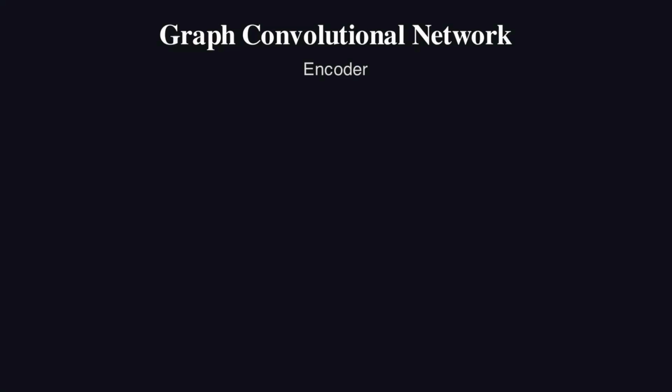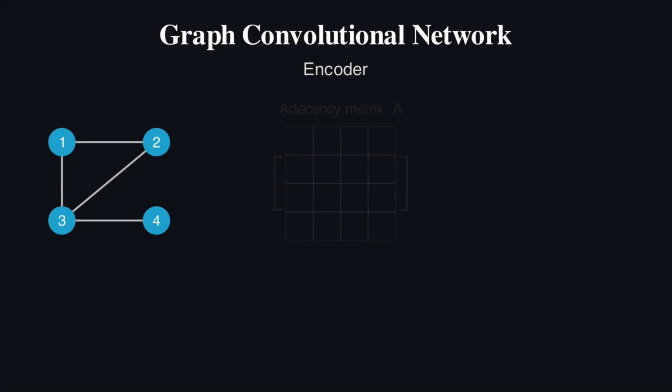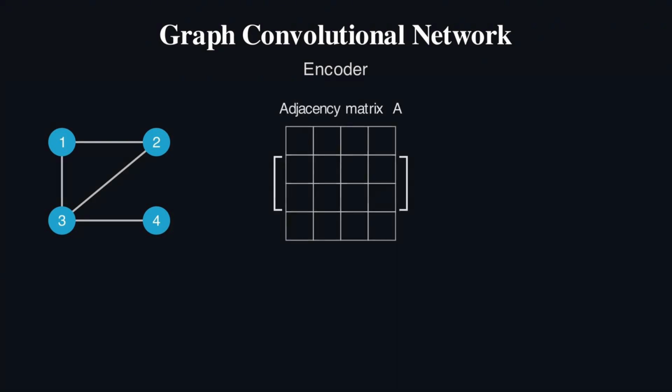Let's start with the encoder. We begin with a graph of 4 nodes. From this graph, we first build the adjacency matrix A. Each row tells us which other nodes a given node is connected to. For example, if 2 nodes share an edge, the corresponding entry in the matrix is 1. Otherwise, it is 0. Next, we add self-loops.